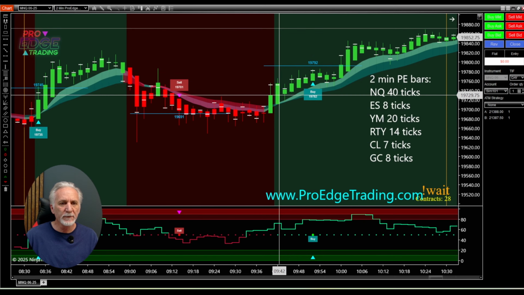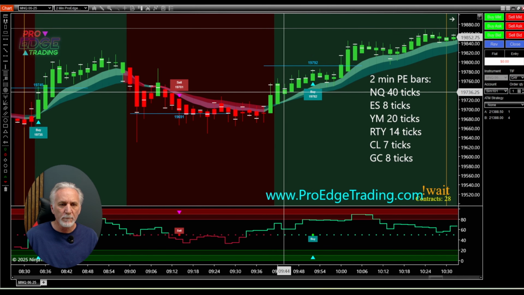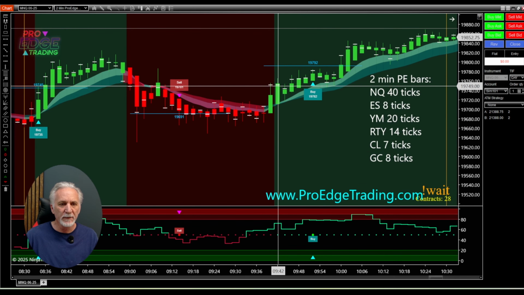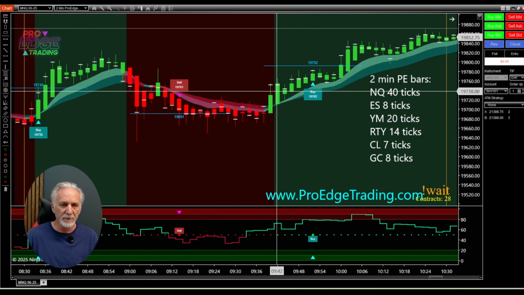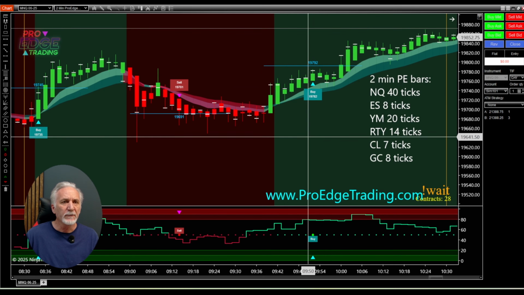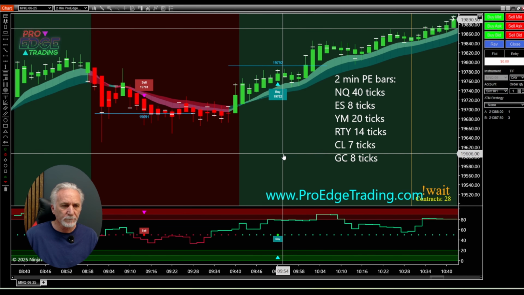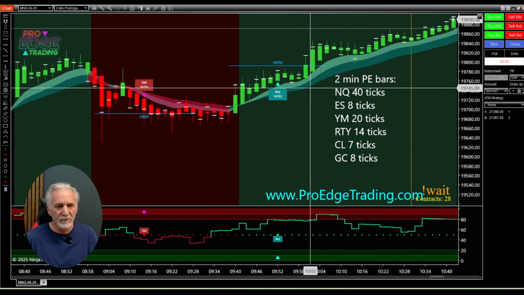Pretty straightforward. You can also, if you have the ATR running, base these off ATR of your choice. But that's the background trades. Edge band trades, I like those.